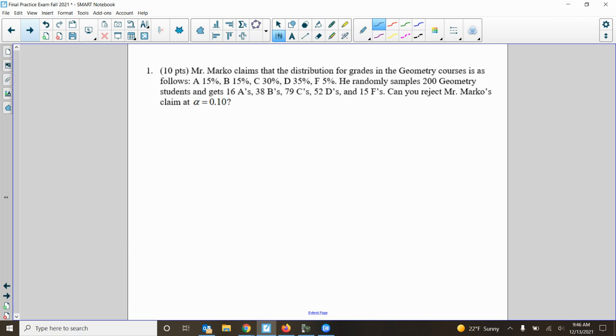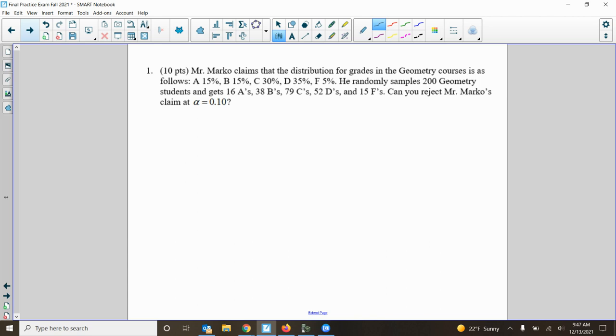Mr. Barkle claims the distribution for grades in the geometry courses is as follows. 15% A, 15% B, 30% C, 35% D and 5% F. I randomly sample 200 students, and I get the following letter distribution. Can I reject the claim at 0.1?